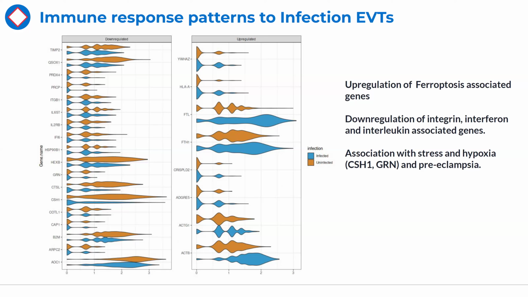We have downregulation of some integrin, interferon, interleukin associated genes. And we have quite a lot of genes that are associated with stress, hypoxia, and preeclampsia, and some of them are downregulated and some of them are upregulated.